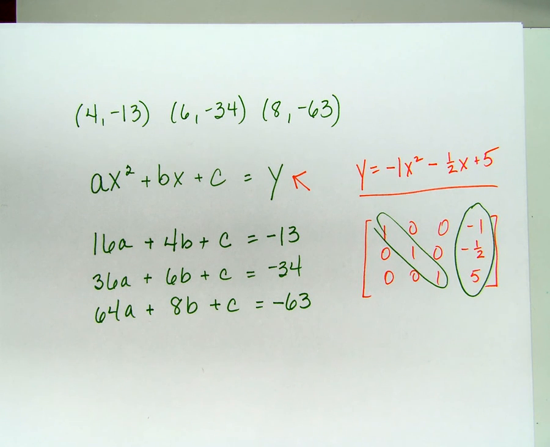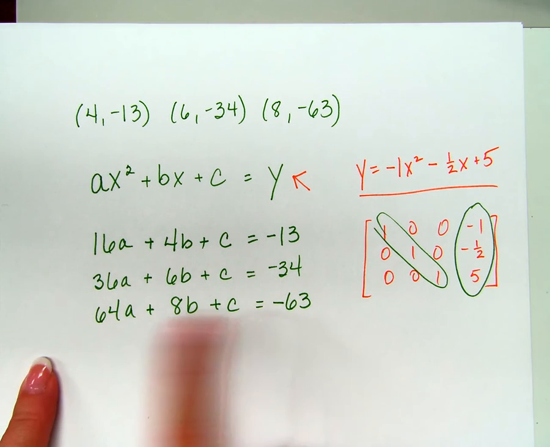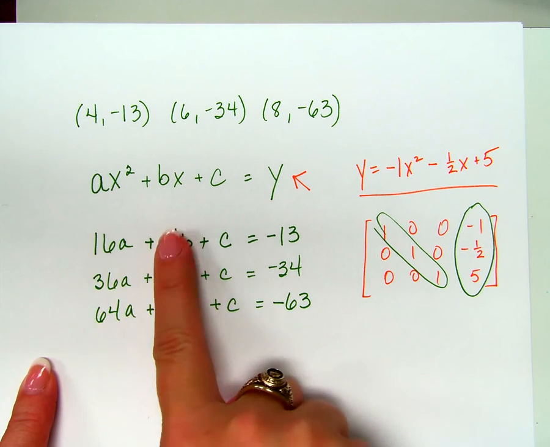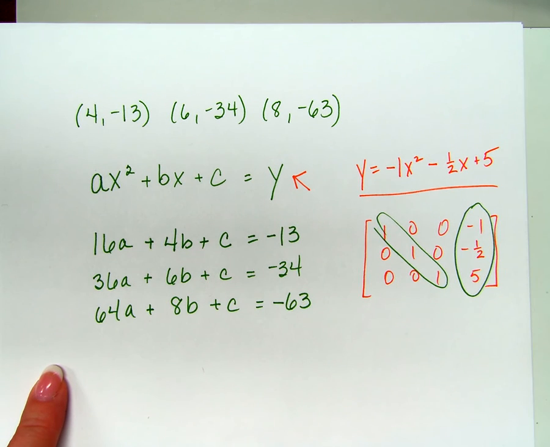I don't want you to put the y over here, y equals, if we're trying to make a matrix, because it's got to be first variable, second variable, third variable, and then my constant. If you accidentally do it that way, you'll get it wrong. So just don't do it that way.